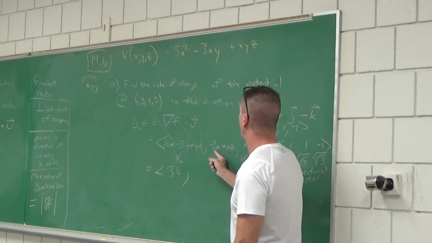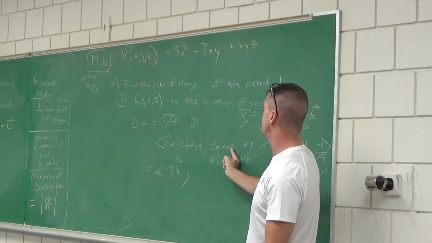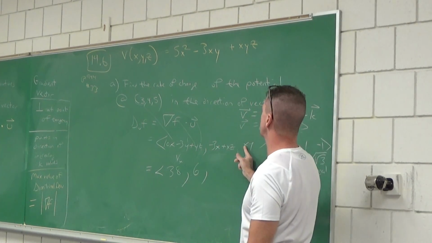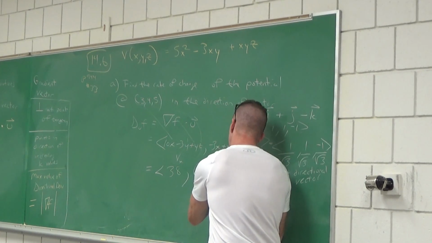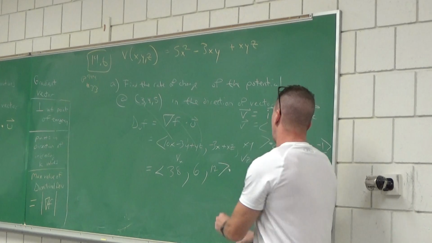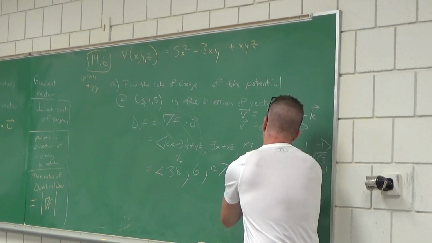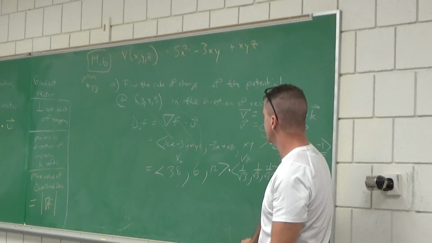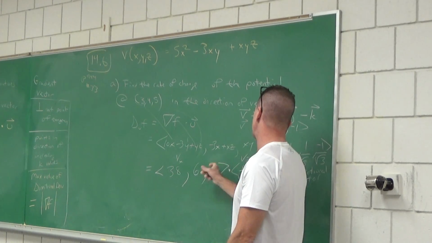Thank you, everyone. What's negative 9 plus 15? 6. And what's 3 times 4? 12. And what are we dotting this with? 1 over root 3 and negative 1 over root 3. We'll dot all this. So what's 38 times this plus 6 times this plus 12 times that?